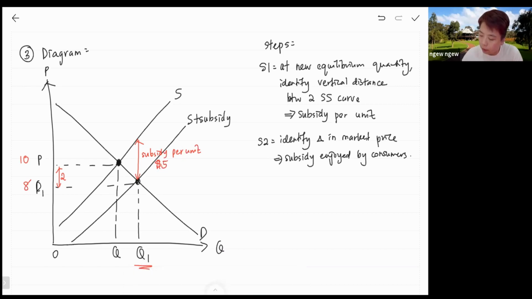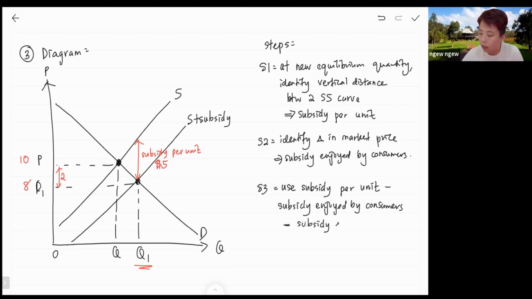Again, step 3, we use the subsidy per unit minus the subsidy portion enjoyed by consumers. You will now have the subsidy enjoyed by producers. As mentioned before, for subsidy and indirect taxes, they are shared among producers and consumers. Of course, depending on elasticity of demand and elasticity of supply. So that we will explore later on.